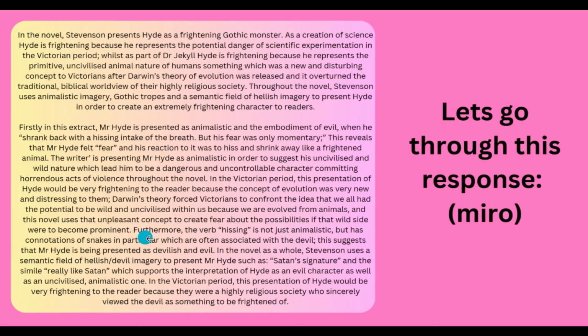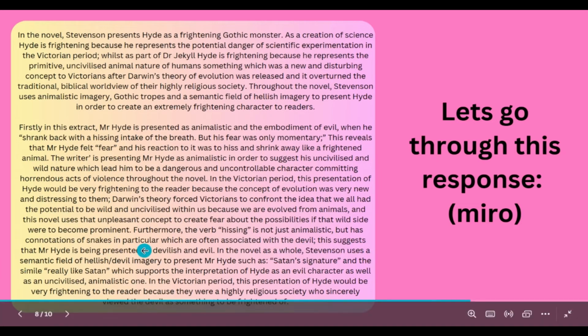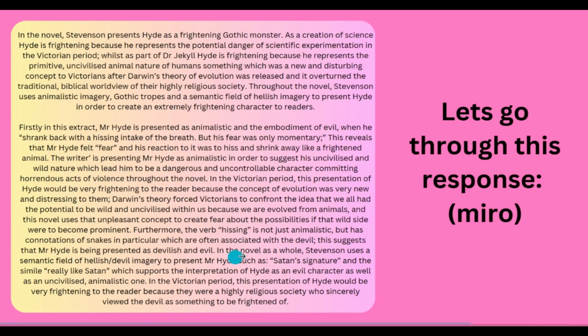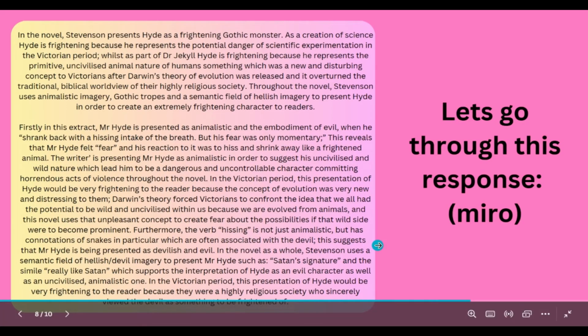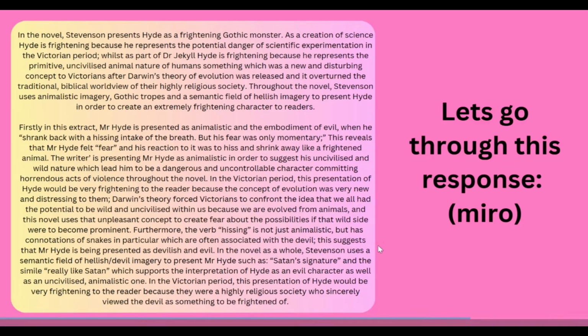And this novel uses that unpleasant concept to create fear about the possibilities if that wild side were to be prominent. Furthermore, this word is really good, furthermore: the verb "hissing" is not just animalistic, but has connotations of snakes in particular, which are often associated with the devil. This suggests that Mr. Hyde is being presented as devilish and evil. "In the novel as a whole" is a really good phrase here, because first you talked about this extract, and now you're mentioning the novel as a whole. So you're literally pointing out to the examiner, look, this is where I should get a mark.